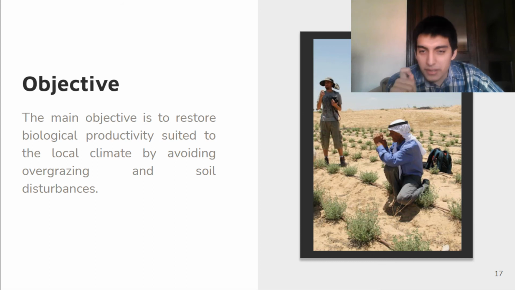So, the main objective is to restore biological productivity suited to the local climate by avoiding overgrazing and soil disturbances. Plants are able to accumulate and concentrate nutrients and carbon in that topsoil. Once the necessary amount of plant material is left on site, a cycle of soil recovery is automatically induced, enhancing soil nutrient fixation and soil organic carbon accumulation with the help of an increase in soil microbial life. This in turn enhances soil water infiltration and further stimulation of biological productivity, ultimately reaching the maximal productivity possible with regards to available water resources.